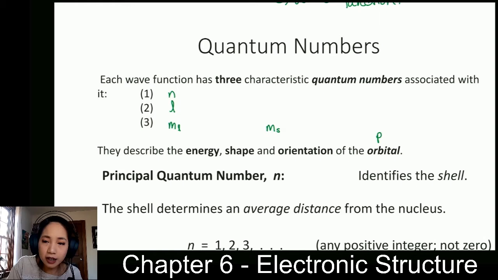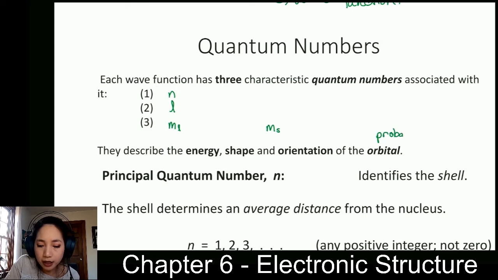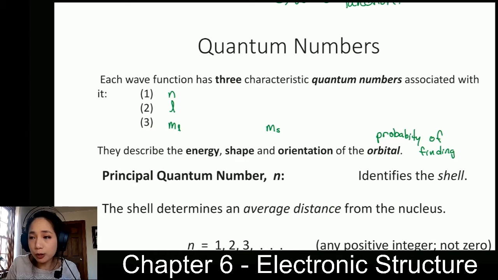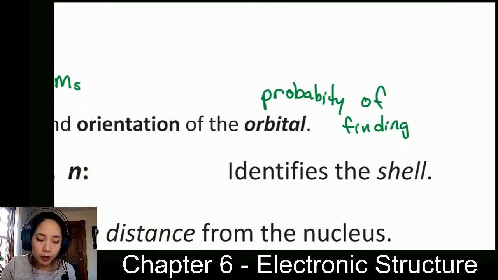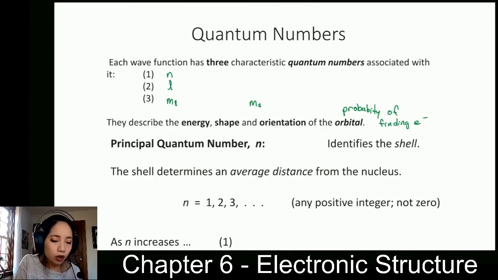It's just a representation of where you will find an electron. So probability of finding an electron. Because remember, we can't know the location of an electron specifically because of the Heisenberg uncertainty principle. So we have to think about probability of finding an electron, and that's what the shapes of these orbitals come out to. All right, so let's go through all of these different quantum numbers.